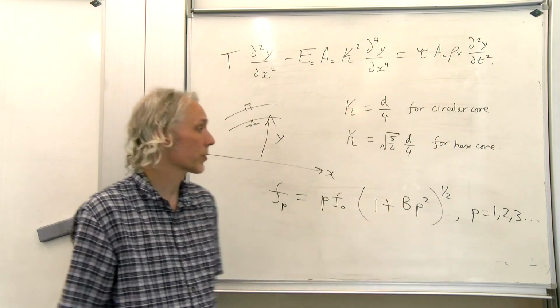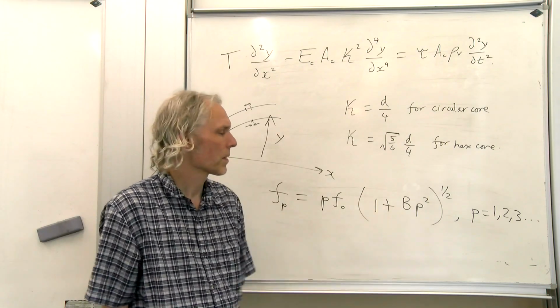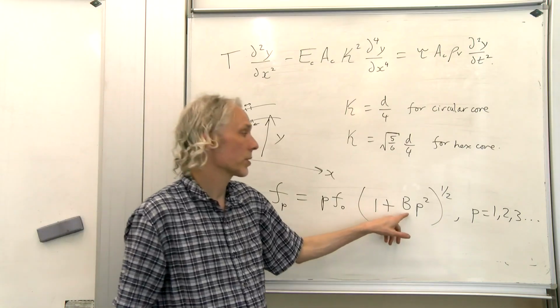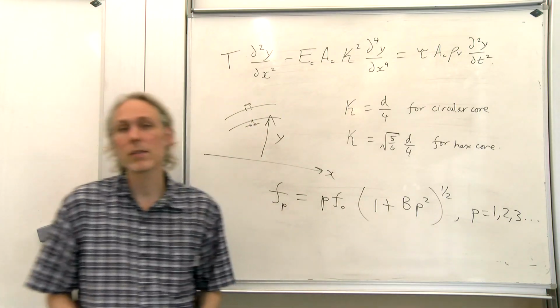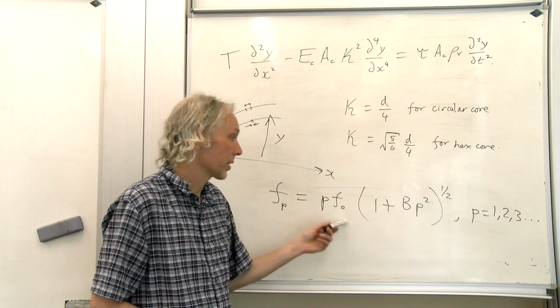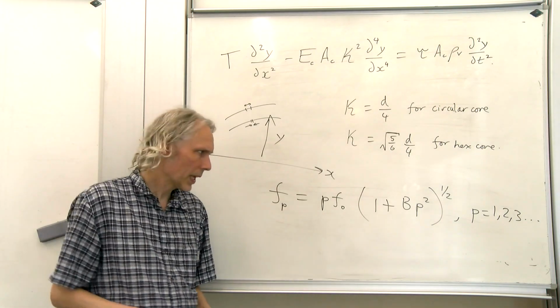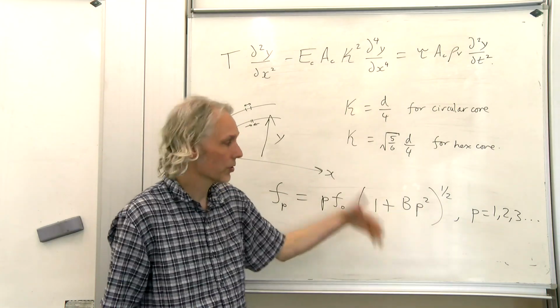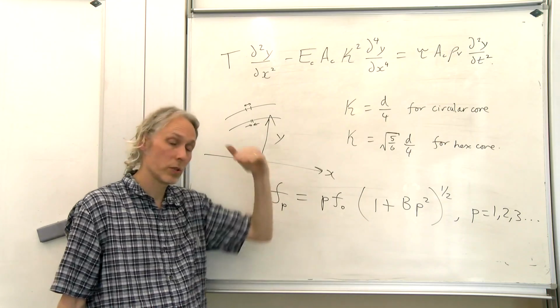But actually, if we do the maths, we've got this extra thing called B, which might be non-zero, and then the frequency is going to get slightly bigger than P times F0. And as P increases, as the mode number increases, the frequencies are going to get more and more sharp.